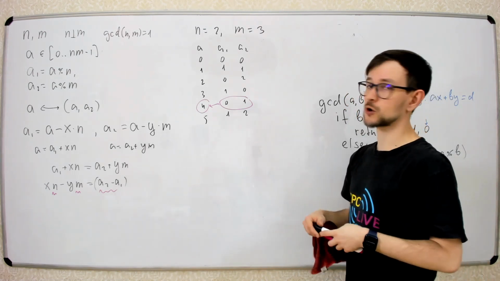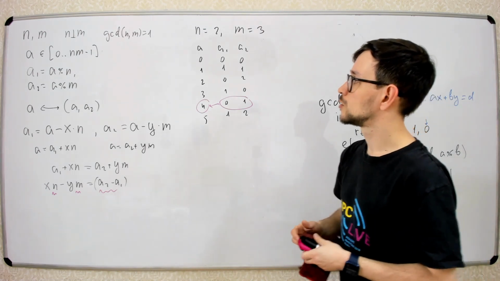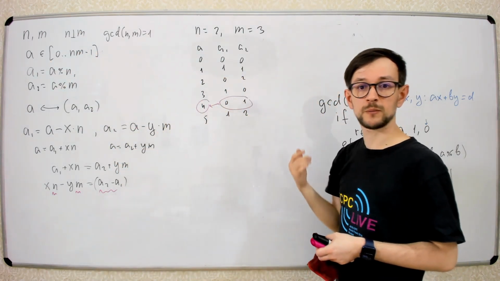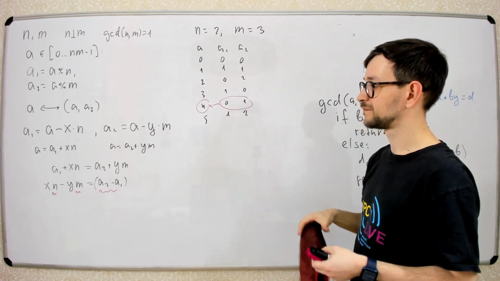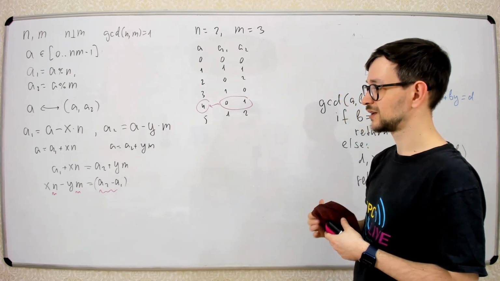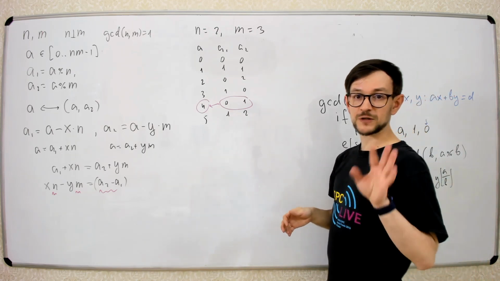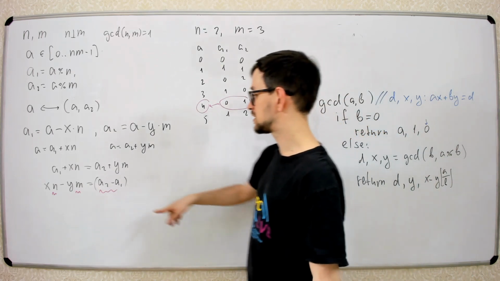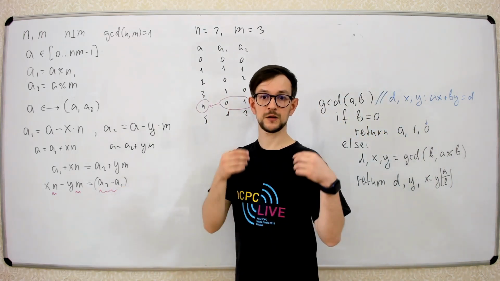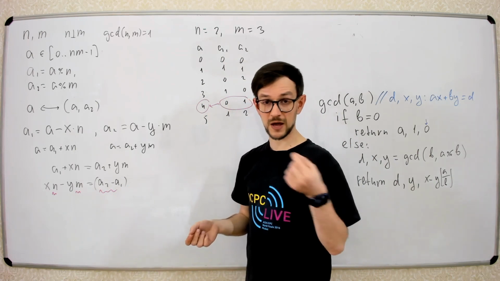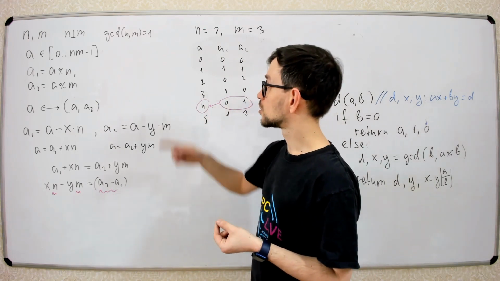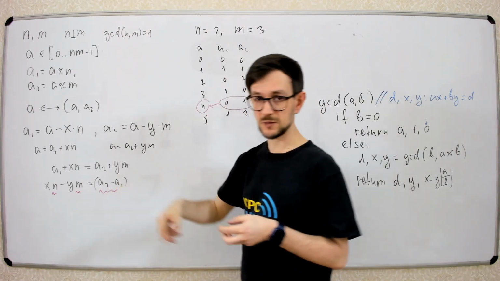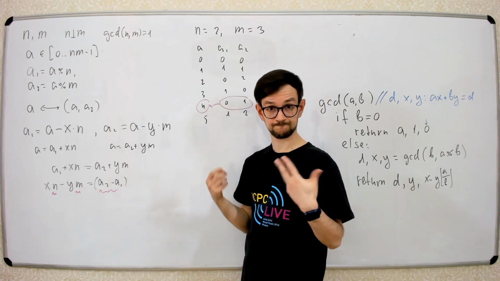What happens if numbers are not coprime? What if I remove this restriction, and allow numbers n and m to be not coprime? Can you see what's going on? If numbers are not coprime, then some of the equations will not be solvable, because this difference may not be divisible by the greatest common divisor of n and m. So this equation will only be solvable if this difference is divisible by the greatest common divisor of n and m.